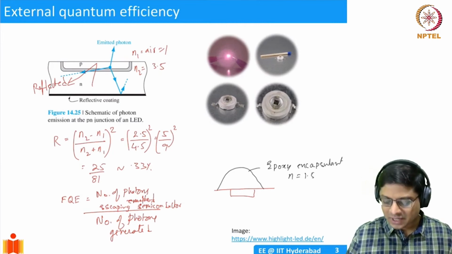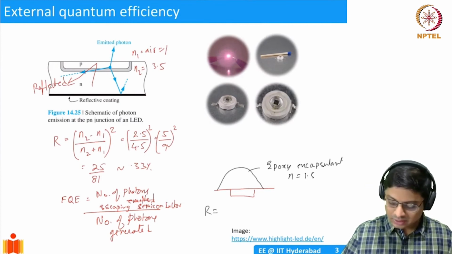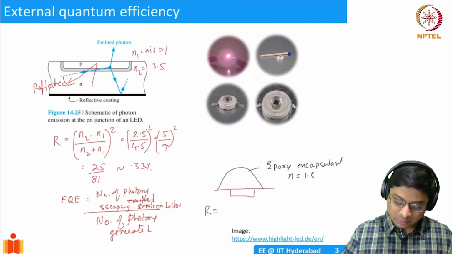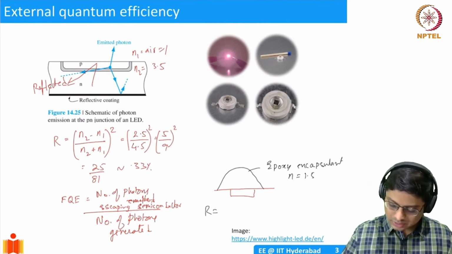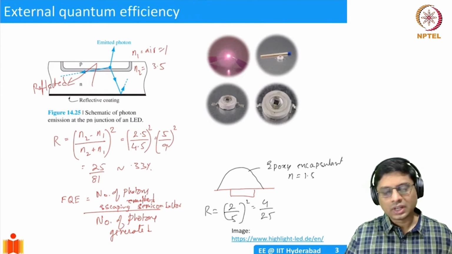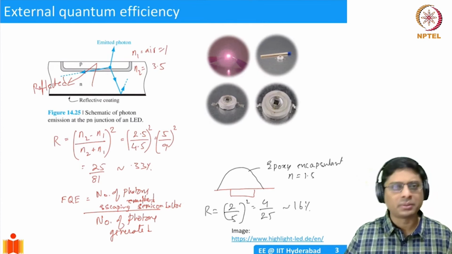If you have a refractive index of 1.5, now what will be the reflection coefficient? Now R is going to be, N2 is 3.5, now N1 is 1.5. So 3.5 minus 1.5, 2, by 3.5 plus 1.5, 5, whole square. So 4 by 25, right? So now it is much smaller, 1/6, right? So this is about 16%, roughly 16.5%, something like that.